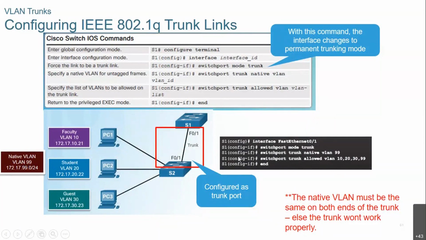10, 20, 30, 99. Let's say I forget 30. I put 10, 20, 99. Then the 30 cannot travel the trunk. Okay, so be very careful about it. So note the native VLAN must be the same on both ends of the trunk, else the trunk would not work.